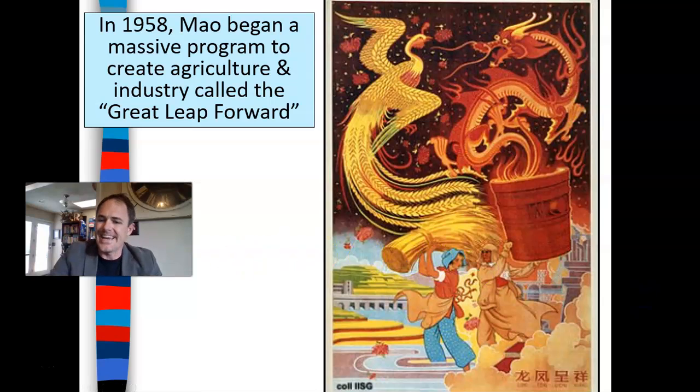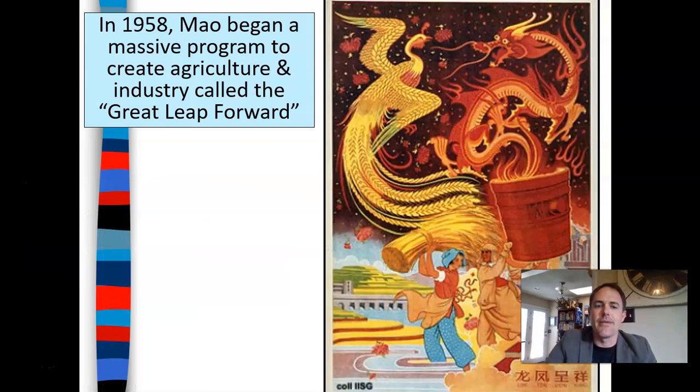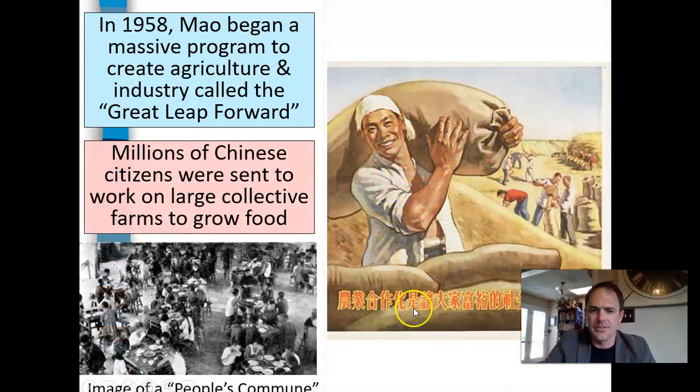All right. In 1958, Mao began a massive program to create agriculture and industry called the Great Leap Forward. It's modeled on the 5-year plans of Stalin in the 1930s, right? The goal was to catch up to the industrialized West. So millions of Chinese were sent to work on large collective farms to grow food, right? You see here propaganda showing that.